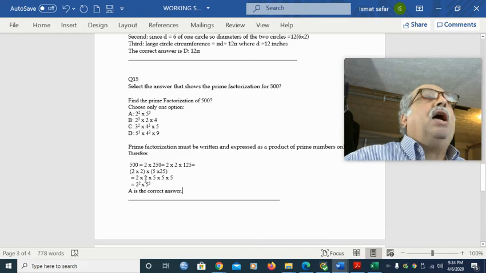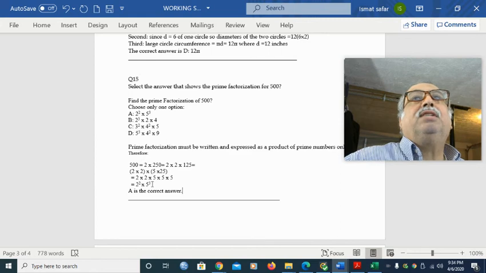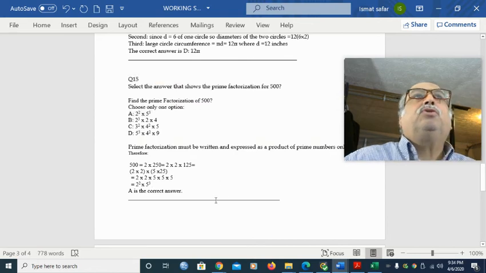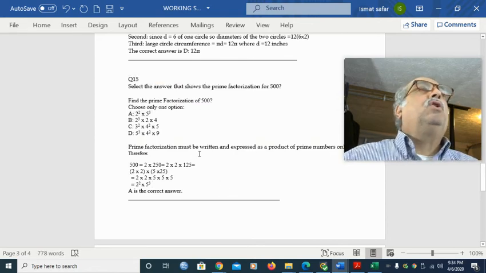Now, if you multiply 2 squared times 5 cubed, it has to be 500. 2 squared is 4, and 5 times 5 is 25, times 5 is 125, so 4 times 125 is 500. So A is the correct answer. That's how you do prime factorization.